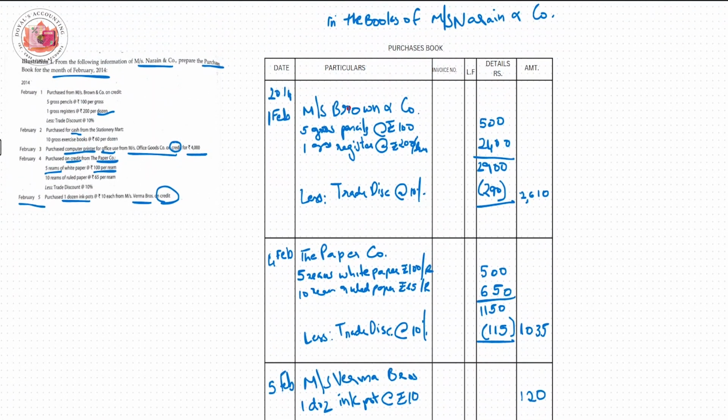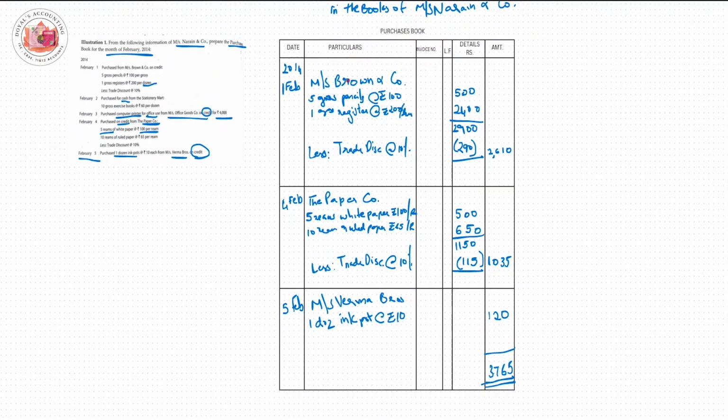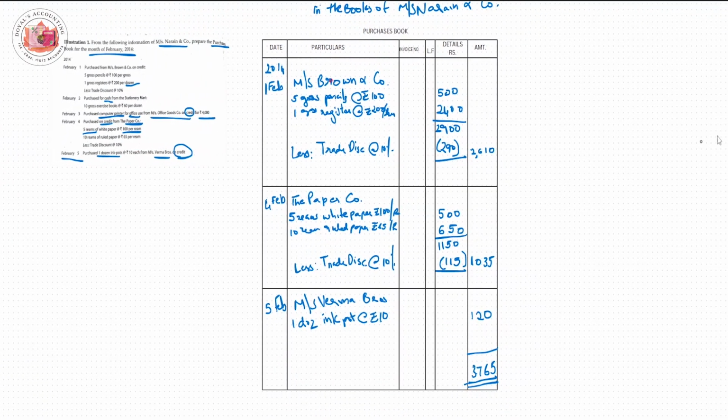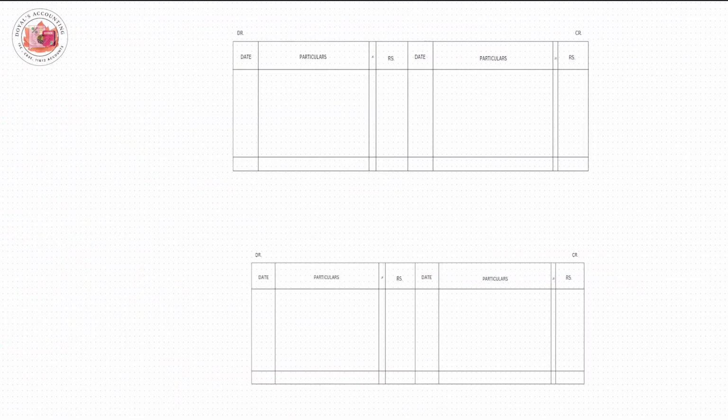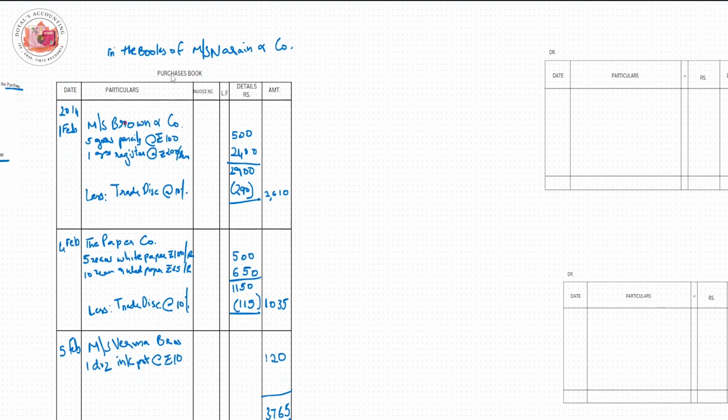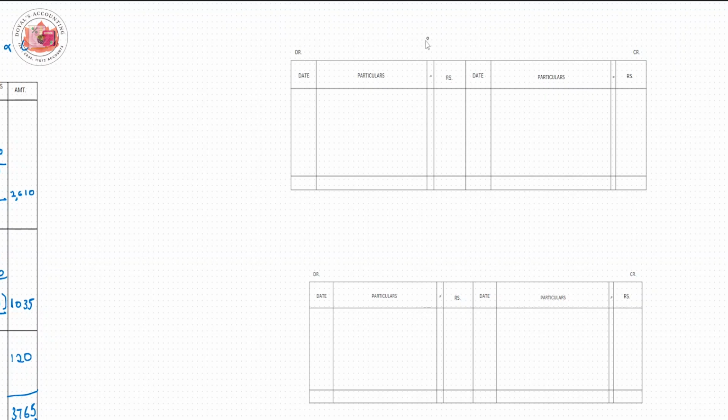Now we have made all the entries in the purchase book. But this is not yet complete. We have to make supporting ledgers. We will have ledger accounts for each of our creditors, right? Messrs. Brown Paper Company and Verma Brothers. And we will also have a purchases account in which cash purchases will be recorded. So you will have to make separate ledger accounts, one ledger account for purchases, one for each of the suppliers. So let me make my accounts.